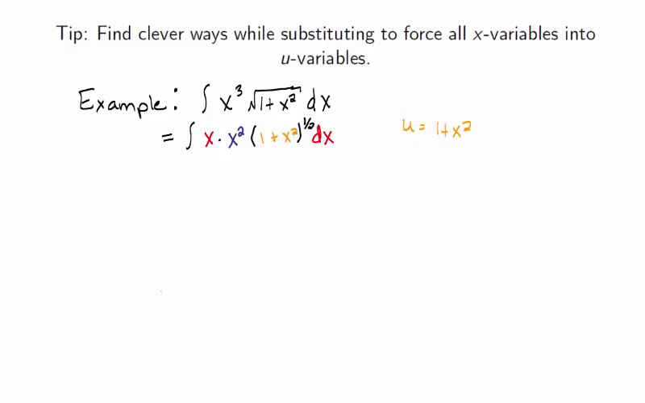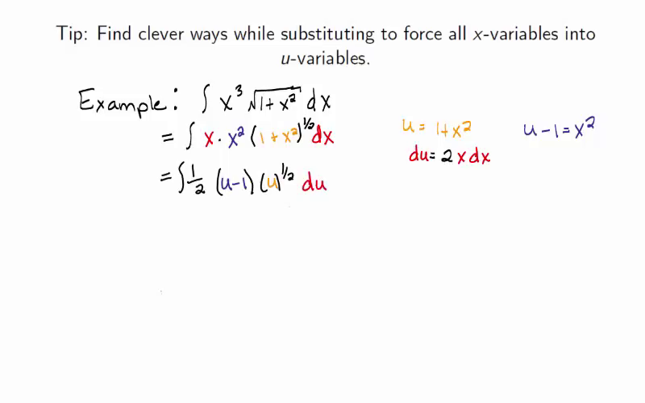Since u equals 1 plus x squared, we know that x squared equals u minus 1. Computing the differential, we see that du equals 2x dx. Using all three of these pieces of information, we can now make the appropriate substitutions to find a new integral. Now we are integrating 1/2 times (u minus 1) times u to the 1/2.